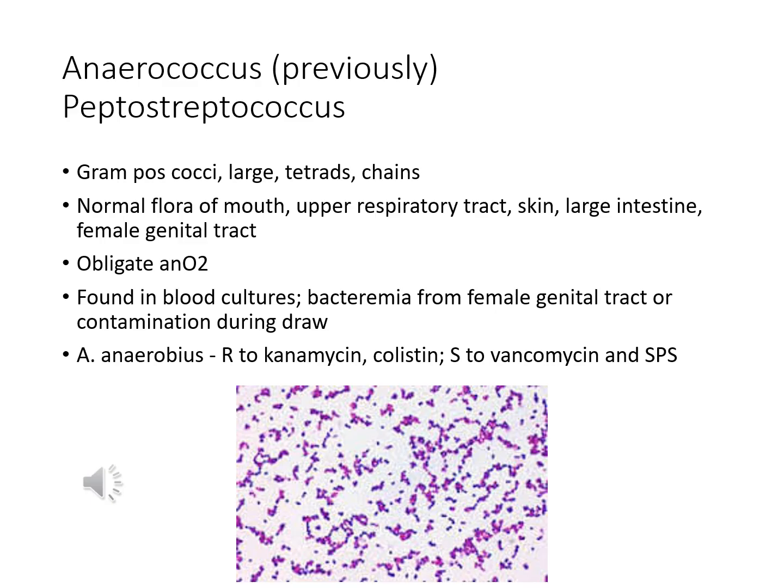Peptostreptococcus is now called Anaerococcus. It is a gram-positive cocci, which is arranged in tetrads or chains. So same sort of arrangement as the aerobic Streptococcus. Can be normal flora of the mouth, upper respiratory tract, skin, large intestine, female genital tract. It is an obligate anaerobe. Can be found in blood cultures and can cause bacteremia from the female genital tract or contamination during a draw. Anaerococcus is resistant to kanamycin and colistin, but susceptible to vancomycin and SPS.